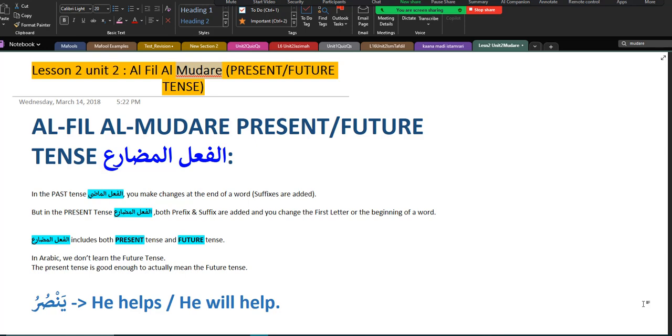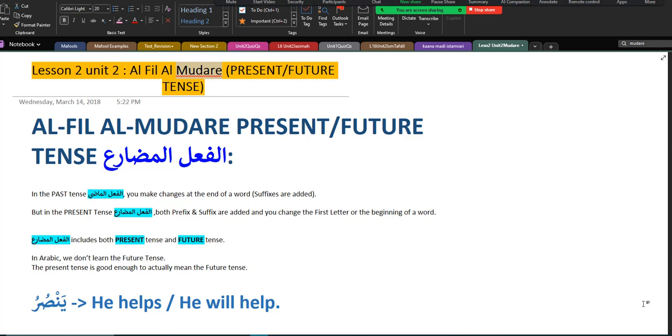MashaAllah, very good. So in the fi'l madi, what you did, you make changes at the end of a word. The suffixes were added, like fa'ala, then you have fa'ala, fa'alu, fa'alat, right? So you're adding suffixes at the end of the word. But in fi'l mudare, the present tense, both prefix and suffix are added, and you change the first letter or the beginning of a word.